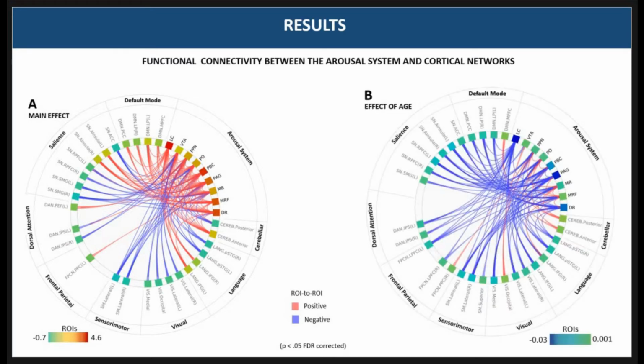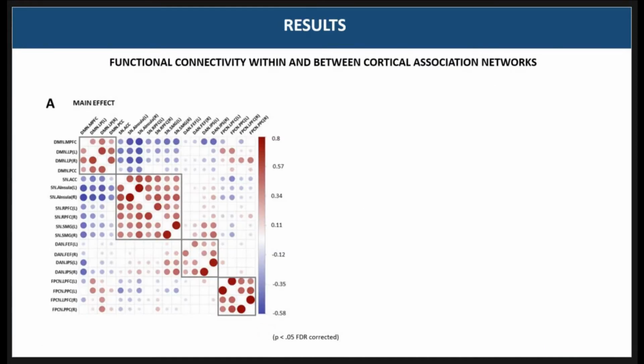In chart B, the effects of age, we see that age is associated with extensive changes in the connectivity of the arousal system, mainly increased connectivity within the arousal system itself and decreased connectivity to the cortex.